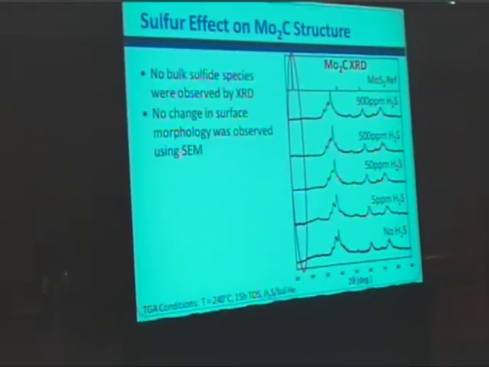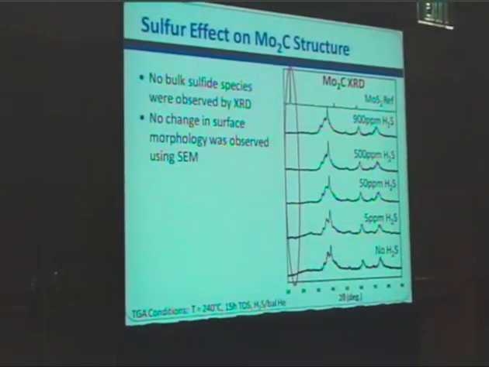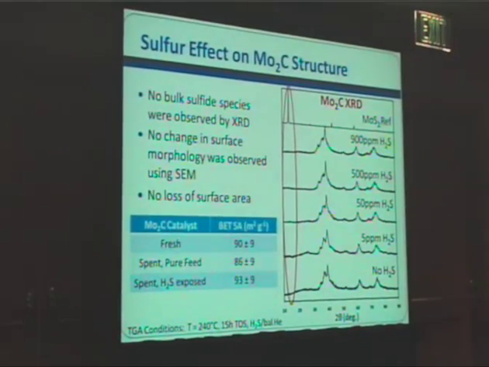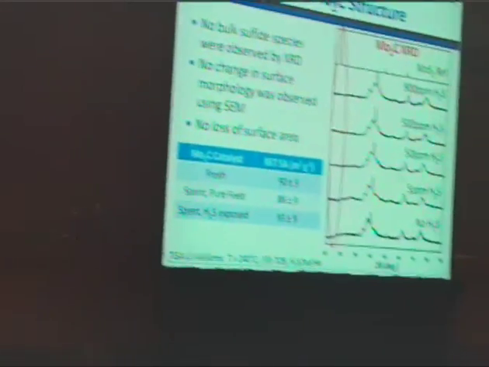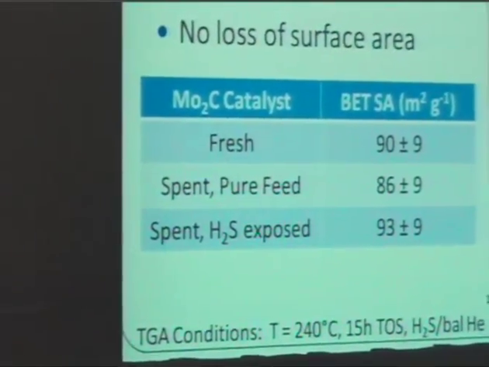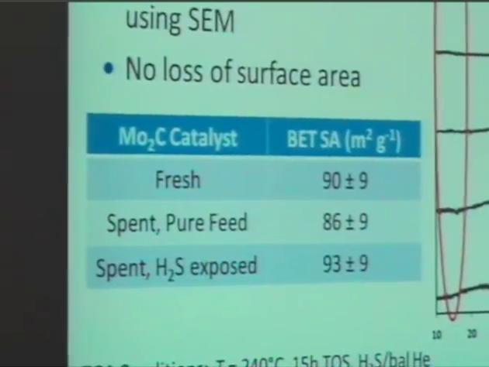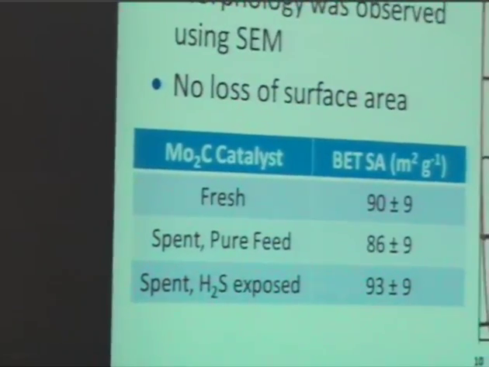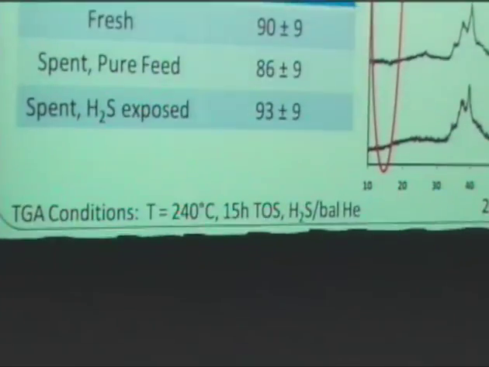We also looked at SEM again of the spent materials and saw no change in surface morphology, no change in the platinum particles. And we further investigated the surface area, so BET surface area measurements of the fresh catalyst, the spent catalyst just exposed to pure feed, and then the spent catalyst exposed to the pure feed plus the sulfur. And all catalysts have the same surface area within error. So nothing here really indicates why we are getting this change in our catalyst activity.